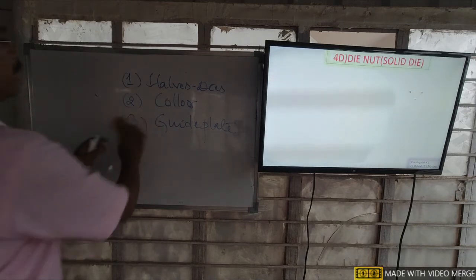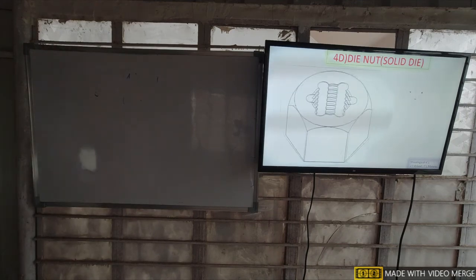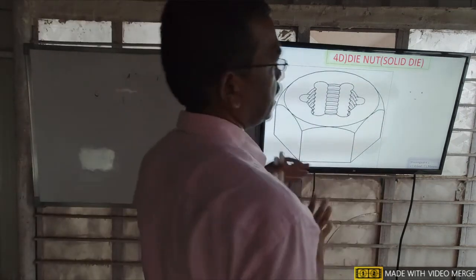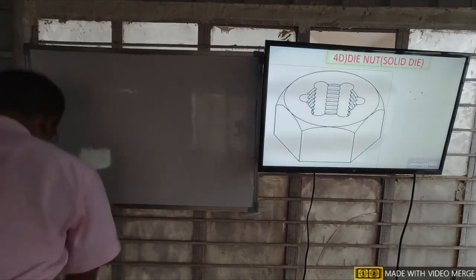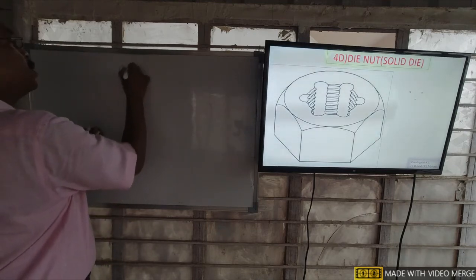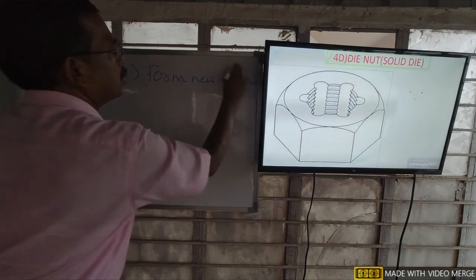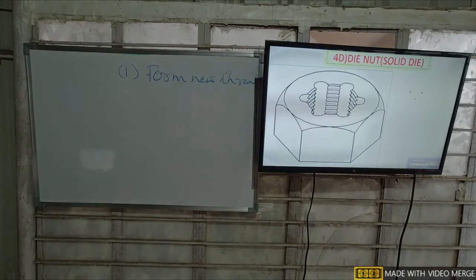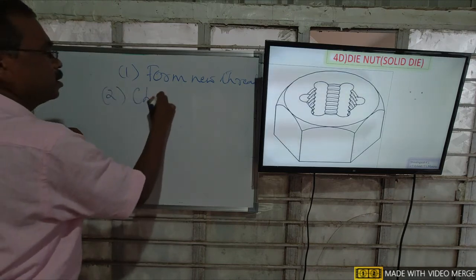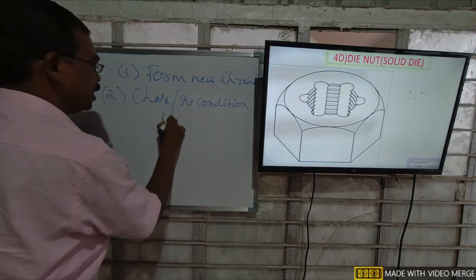The fourth one is the die nut. See, this is the nut. It is in the shape of a nut. Therefore, it is called the die nut. See, please note this point: this solid die will not be used to form new thread, but it will be used to chase or recondition the thread.